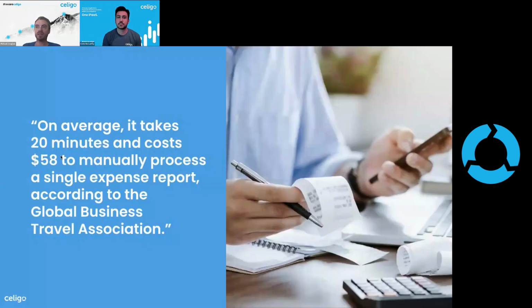And so we can see here, from a report from the Global Business Travel Association, on average, it takes 20 minutes and costs $58 to manually process a single expense report. So that's nearly $60 to manually process that single expense report. So imagine you're doing that at scale, with hundreds to thousands of expense reports per day. You can really see how that's going to impact a business at scale and across time as well.